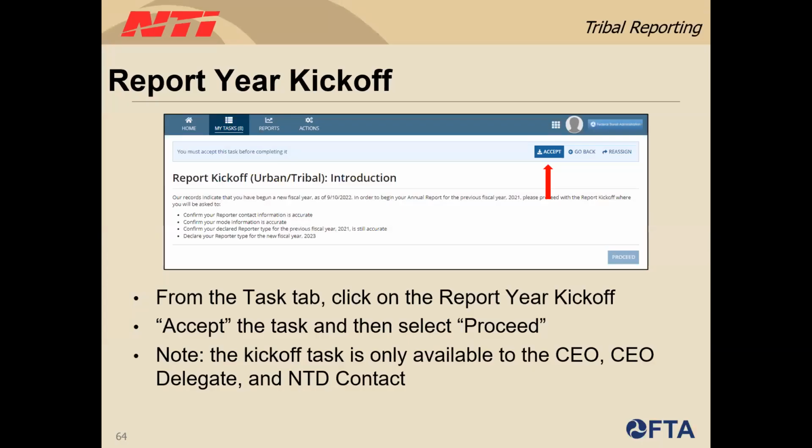All right. So to start, the CEO delegate and the NTD Contact will have access to this task after the fiscal year has ended. So if your fiscal year ends 6/30, 7/1, there you go. Rock and roll. Get your report year kickoff done if you want. That user will select the task from the task menu and then accept and then proceed. So you'll see accept is in blue. As soon as you click on that accept button, the blue proceed button in the lower right-hand corner will go blue and you'll be able to click it too.